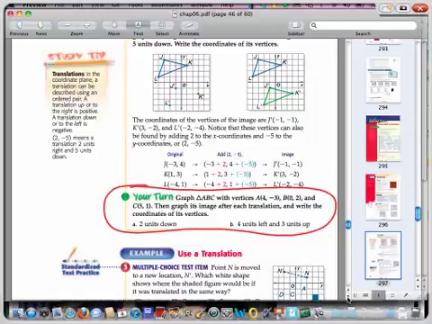So you're going to draw a triangle that's 4, -3, 0, 2, 5, 1, and then graph it 2 units down. And then another one's 4 units left and 3 units up. So take a minute, stop the video, and go ahead and do that.